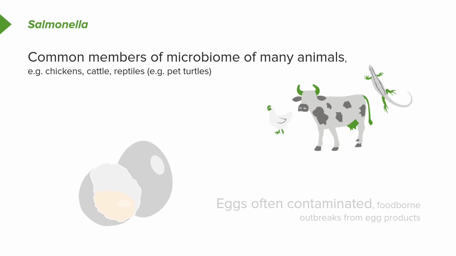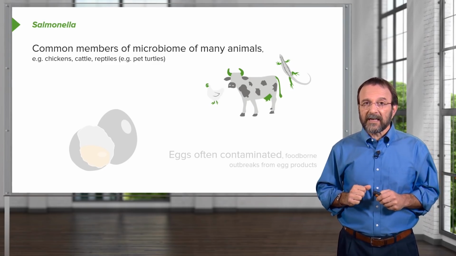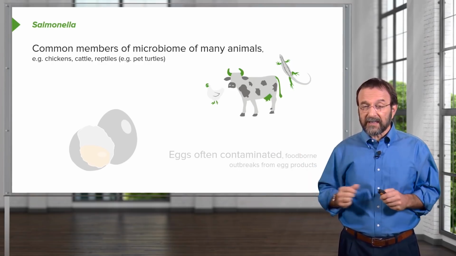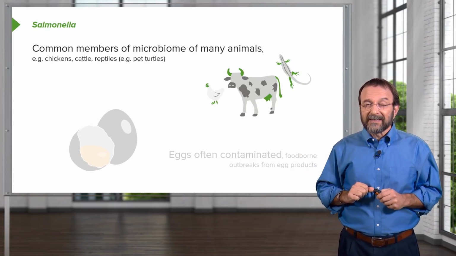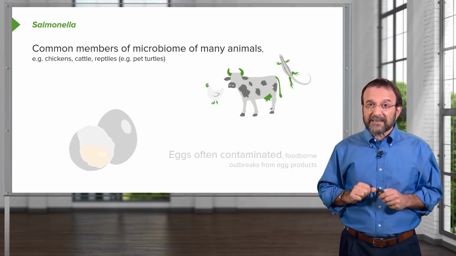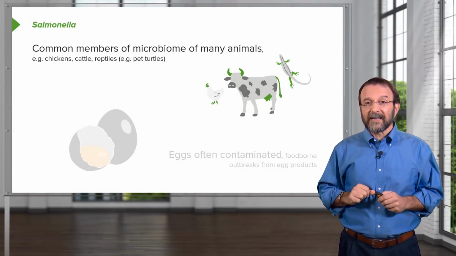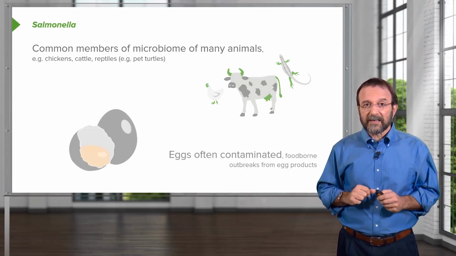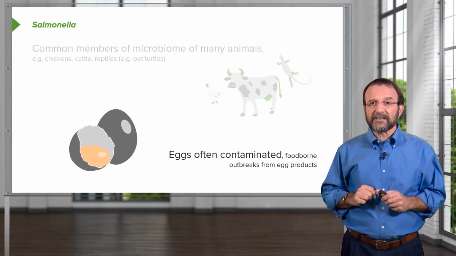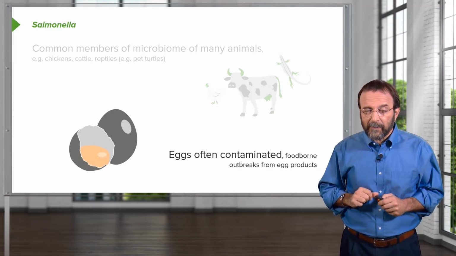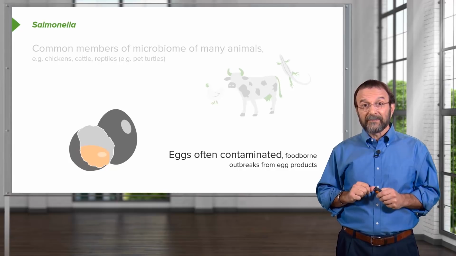These Salmonella strains are common members of the microbiome of many animals. For example, chickens, cows, and reptiles. Pet turtles often have these strains of Salmonella in them. The turtles are fine. In fact, all of these animals are not affected by their presence, but there have been outbreaks of Salmonella disease in children caused by contamination from pet turtles. You buy a pet turtle at a pet shop, you bring it home, and you have a Salmonella infection. Eggs are often contaminated with Salmonella, and there have been foodborne outbreaks of infection from egg products.